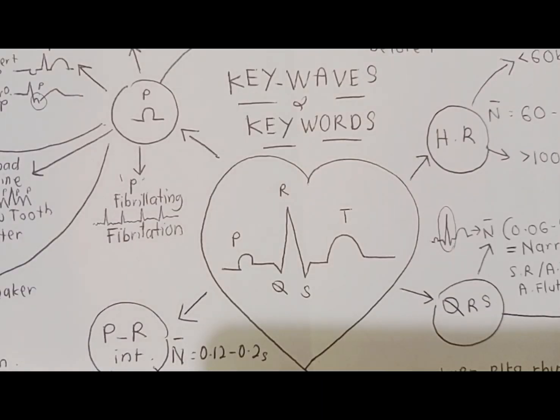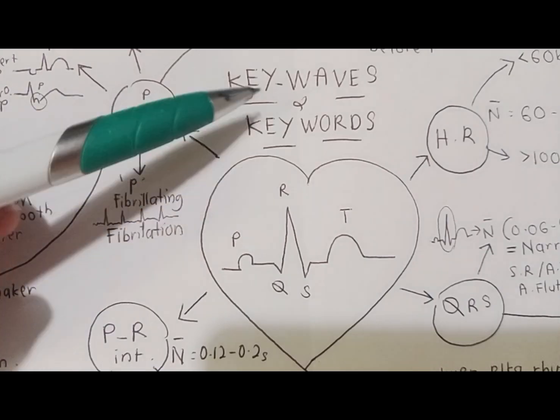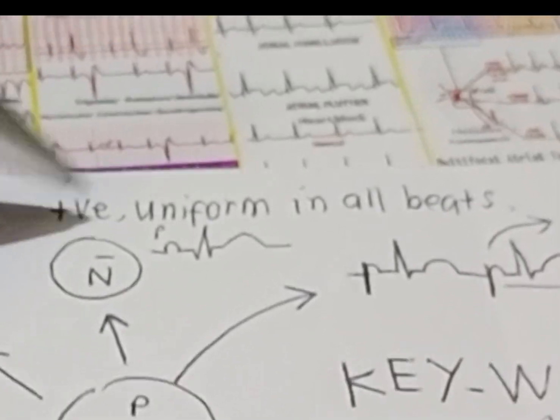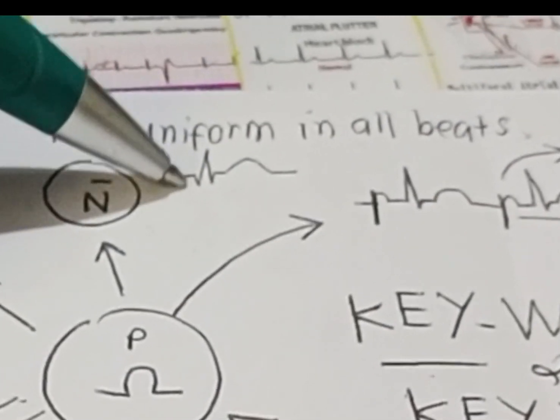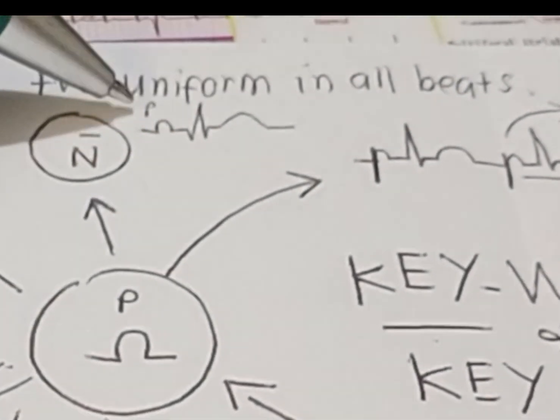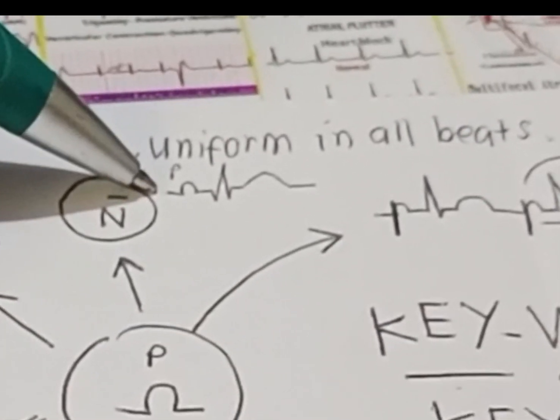Hi everyone, today we will talk about key waves and keywords. So this is about the P wave. The normal P wave is positive and uniform in all beats. The morphology of the P wave is small, rounded, positive, and uniform in all beats.